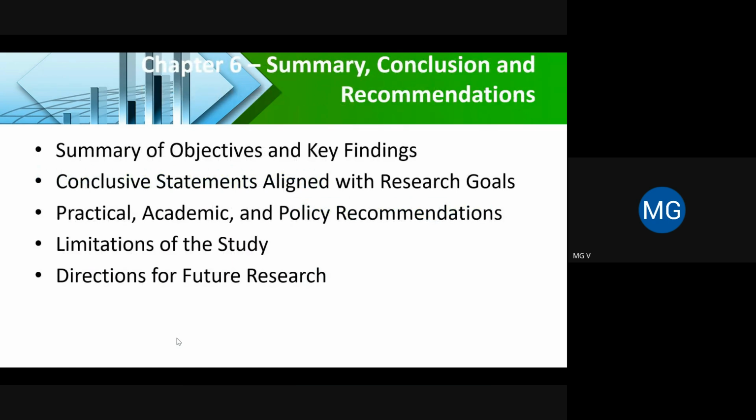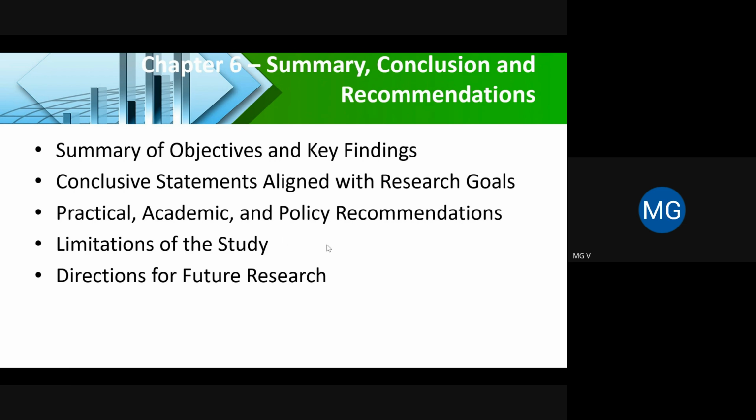Now, chapter 6, that is summary, conclusions, and recommendations. Chapter 6 brings closure to the thesis by integrating all previous chapters into a cohesive conclusion. Begin with the structured summary of research objectives and major findings, highlighting their alignment. Unlike the discussion chapter, the conclusion avoids detailed analysis and focuses on succinct, conclusive statements. These should directly address each research objective.